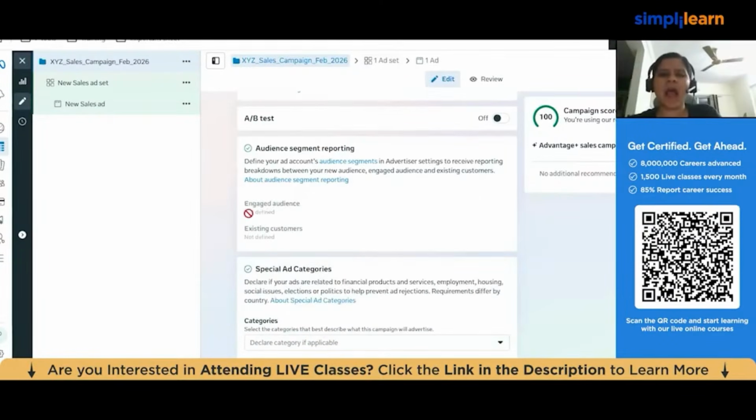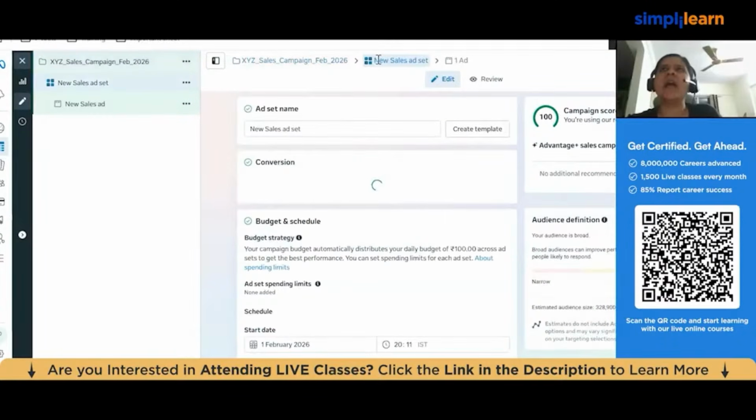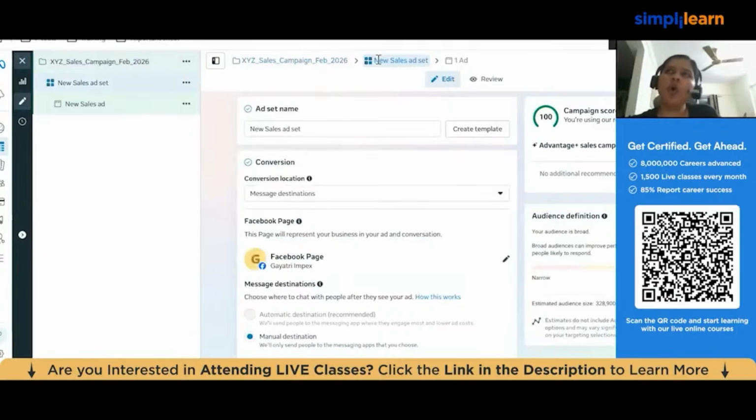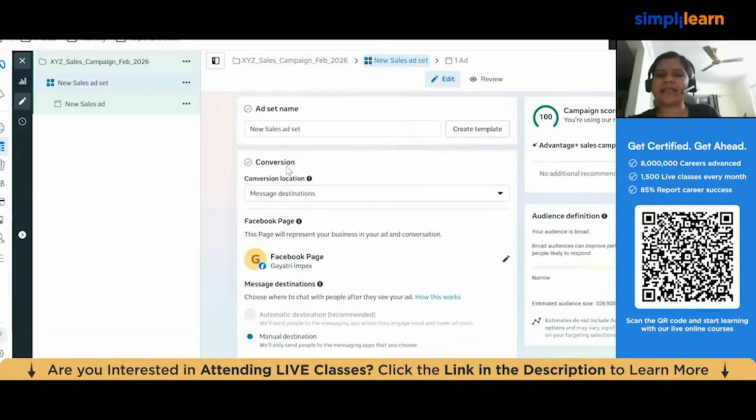Once you put all the details at the campaign level, you have to move to the ad set level. Now here in the ad set level, guys, we will choose whom we want to show our ad and where we want to show our ad. Starting with your destination, here you have to choose that once the user sees your ad and clicks on it, where you want to take them to.